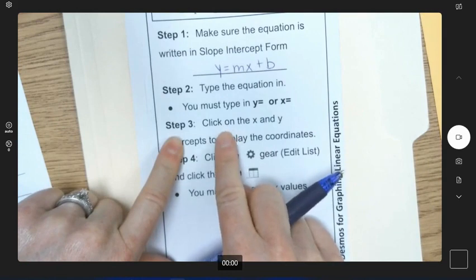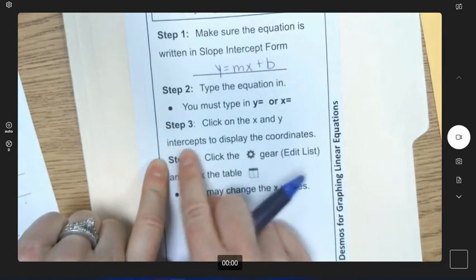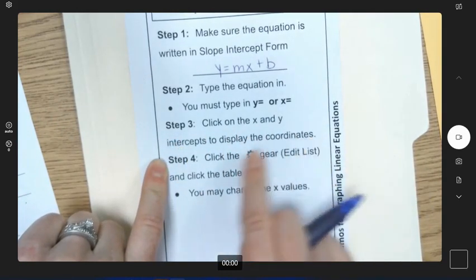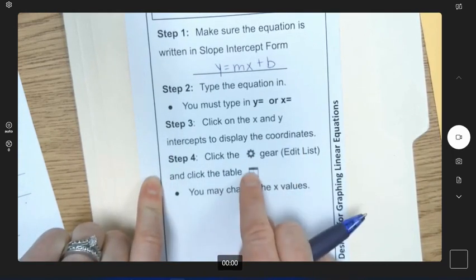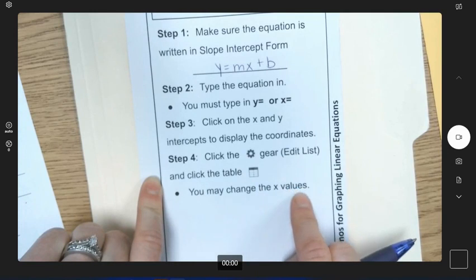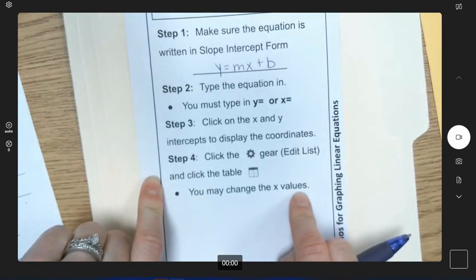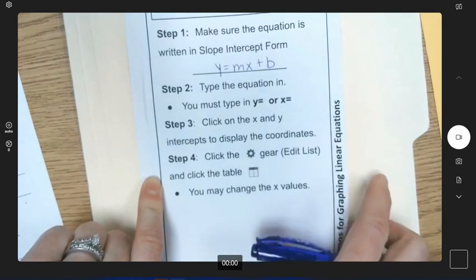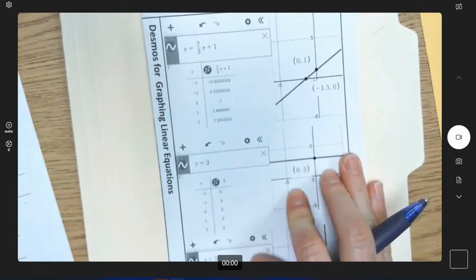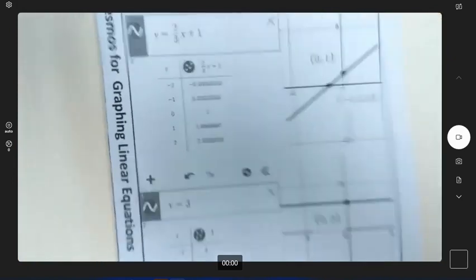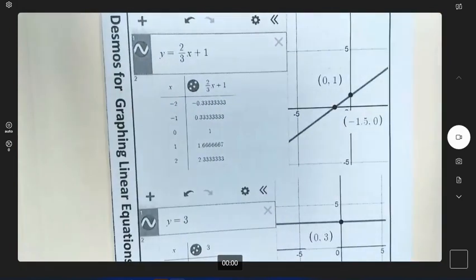Okay, click on the x and y intercepts to display the coordinates. Then click the gear. It says edit list, and click on the table. You may change the x values. So this is going to allow us to see the equation, the graph, and the table all on one screen. So let's look at our examples, and we are going to use Desmos to type in our examples. So this is our first one. y equals 2/3 x plus 1.